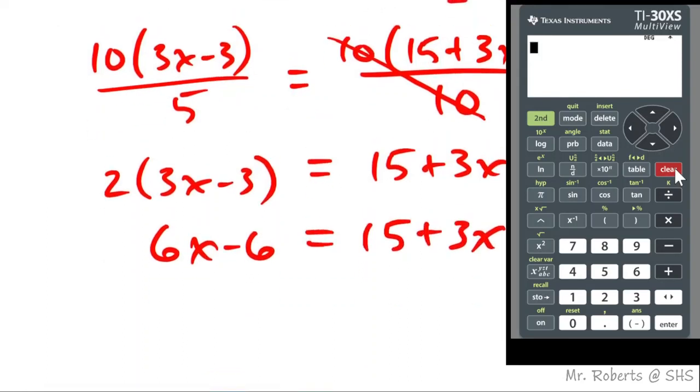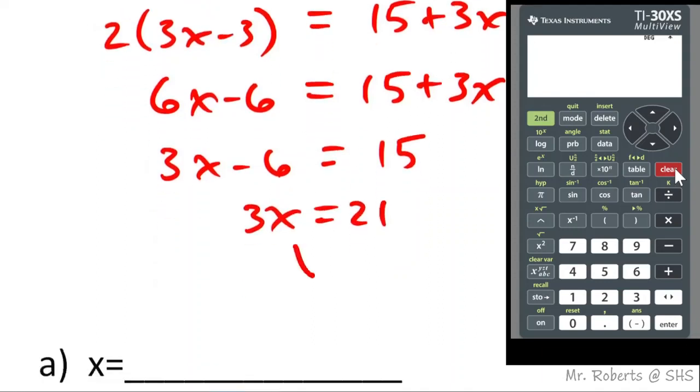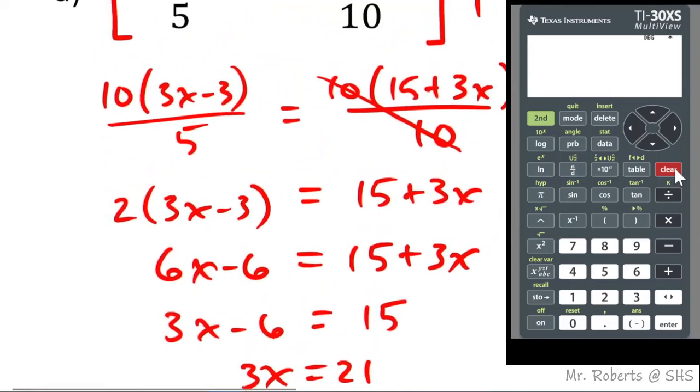If I take away 3x from each side, this would become 3x over here. And on the other side, when I take away the 3x, I've got just 15. Now I'll add 6, so 3x is 21, and then finally I'll divide both sides by 3. X is the number 7, so x is 7. Now, what does a check look like?